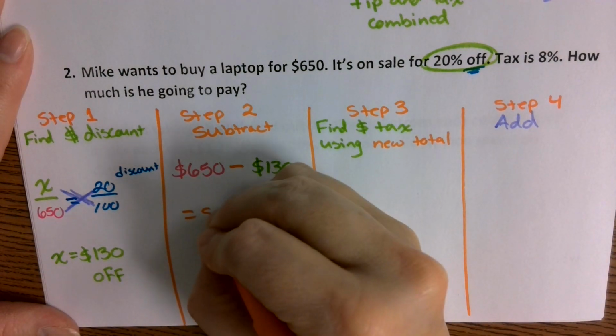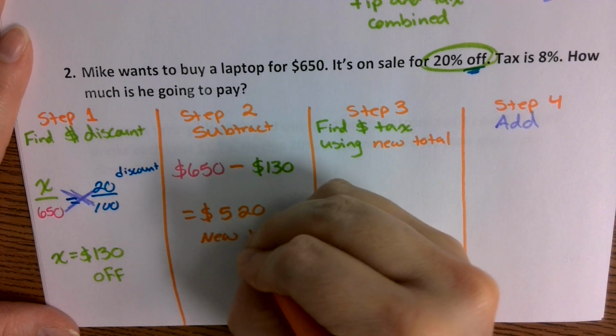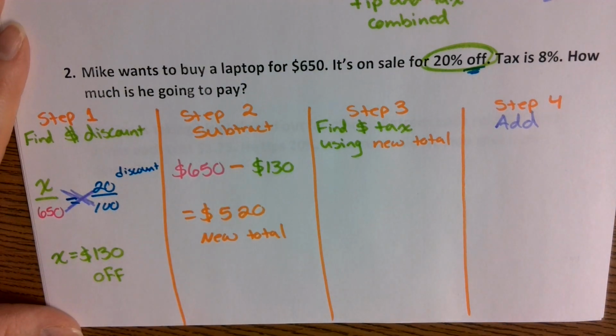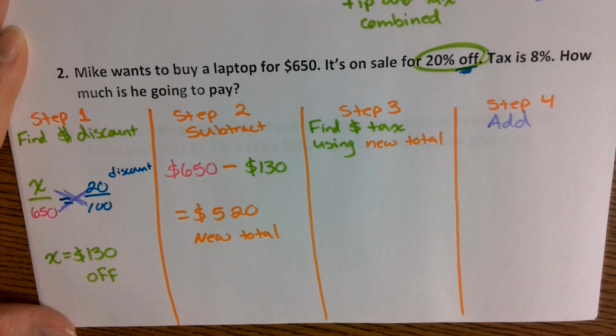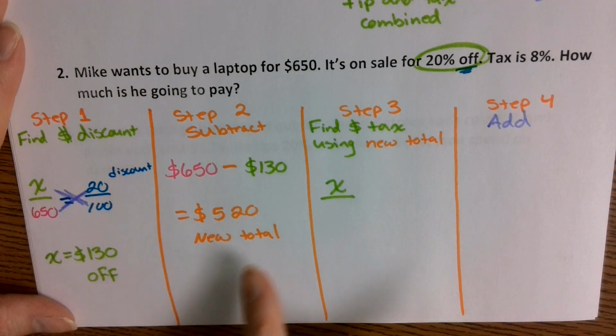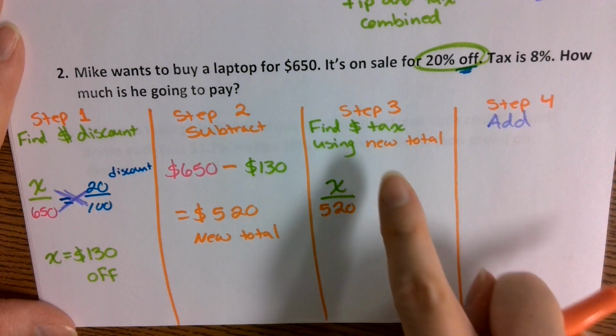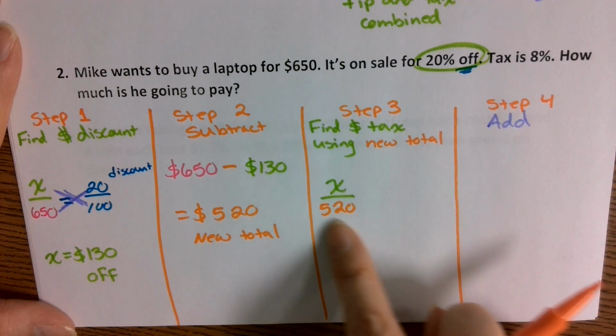And that's going to come out to $520. That represents our new total. From there, we're now going to do our same percent proportion, but now instead of 650, we're going to do it out of 520. We're finding the tax out of our new total. So that's our new whole.